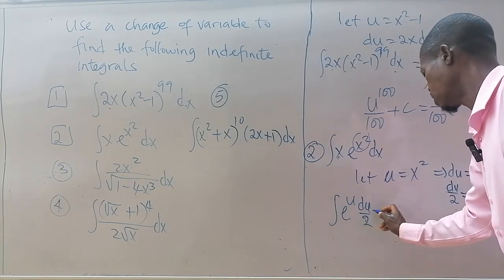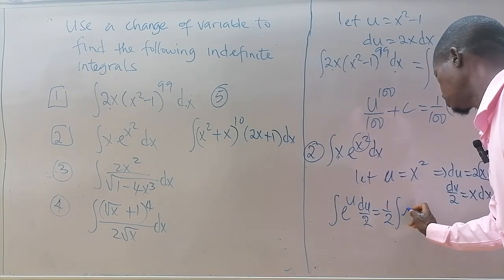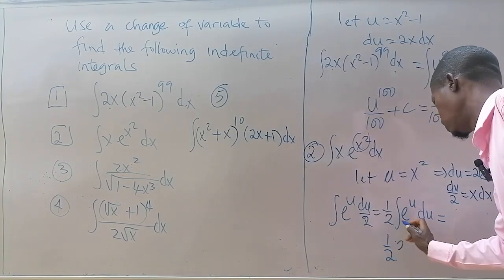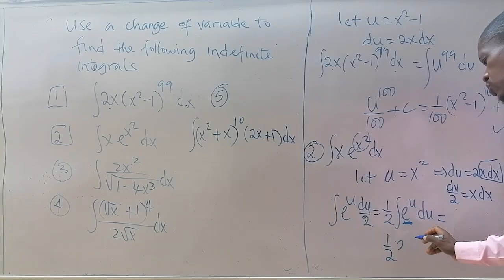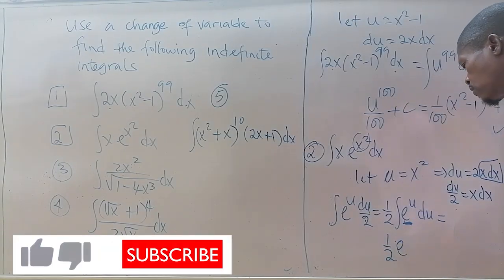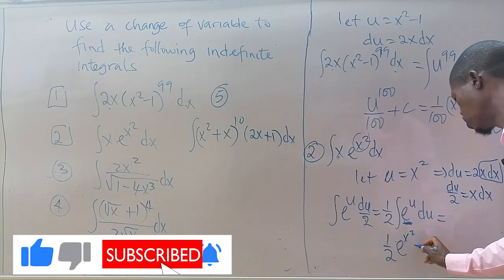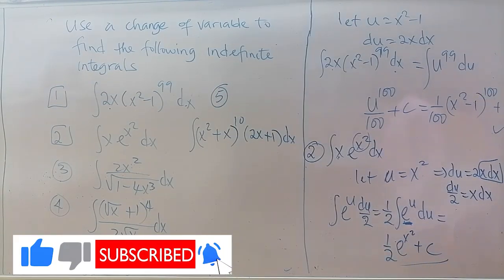We can take these two outside, and that will be 1 over 2 bracket integral of e to the power u du. And that will give us 1 over 2. When you integrate the e function, it's going to give you back the e function. Okay, the u is x squared, plus c. So that's that on the second question.